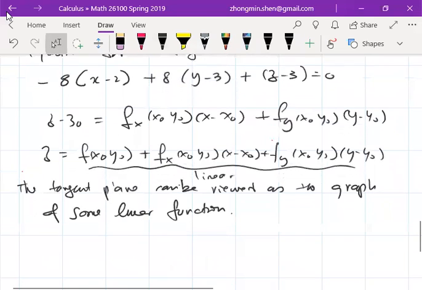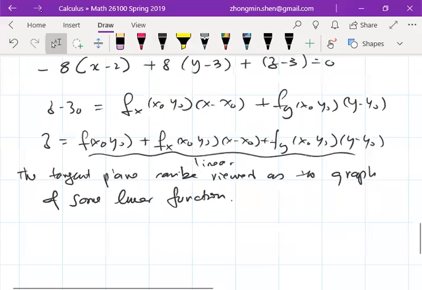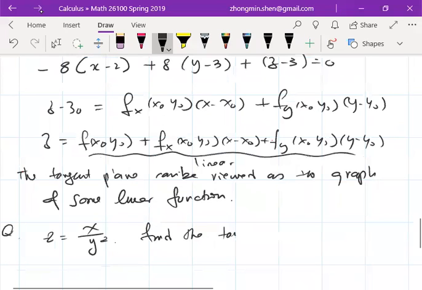Find the linear equation for the tangent plane. So let's do problem number 4. z equals x squared over y squared, okay, and find the tangent plane at the point -4 and 2 and then -1.